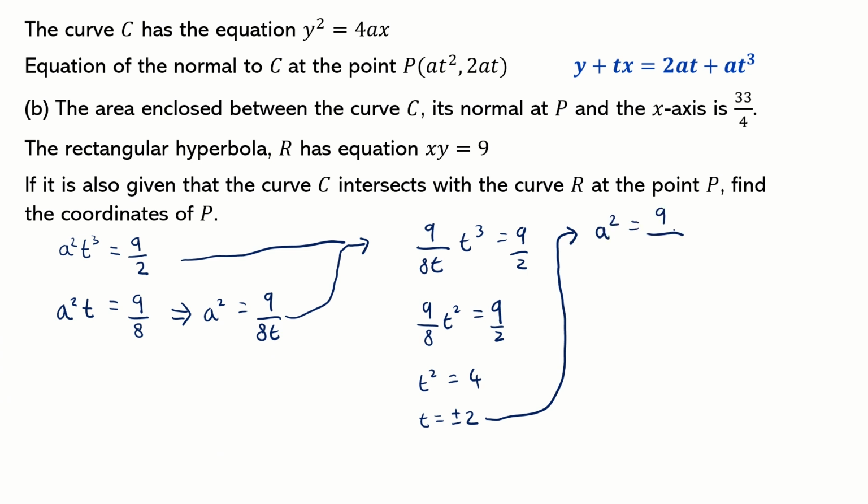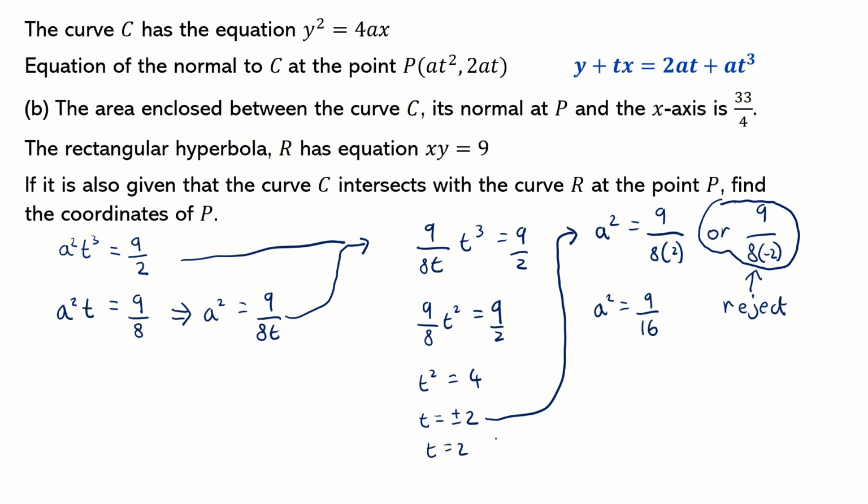Then we can find the values of a squared by plugging into a squared equals 9 over 8t. So first of all, doing that with t equals 2 gets us a squared equals 9 over 16. Or, of course, we could plug in t equals minus 2, but if you do that, that's implying that our a squared value is negative, which of course is not possible. So we're going to reject this possible value for a squared, and therefore we reject t equals minus 2 in general, leaving t equals 2 only. So we get t equals 2 with a equal to plus or minus the square root of 9/16, which is plus or minus 3/4.